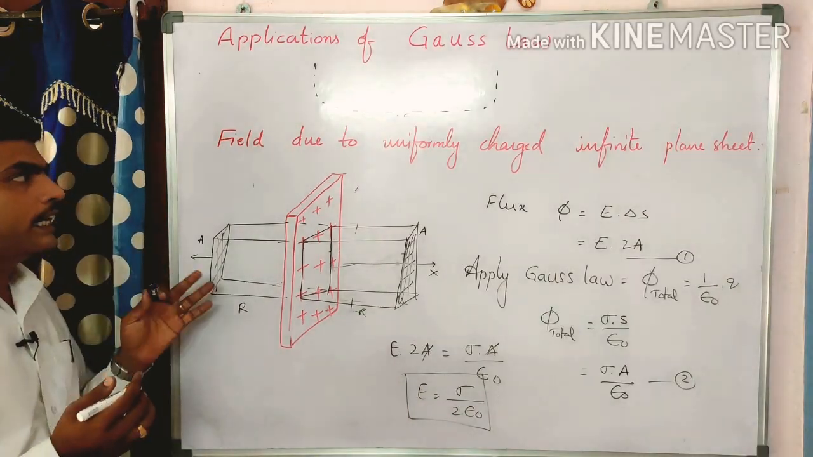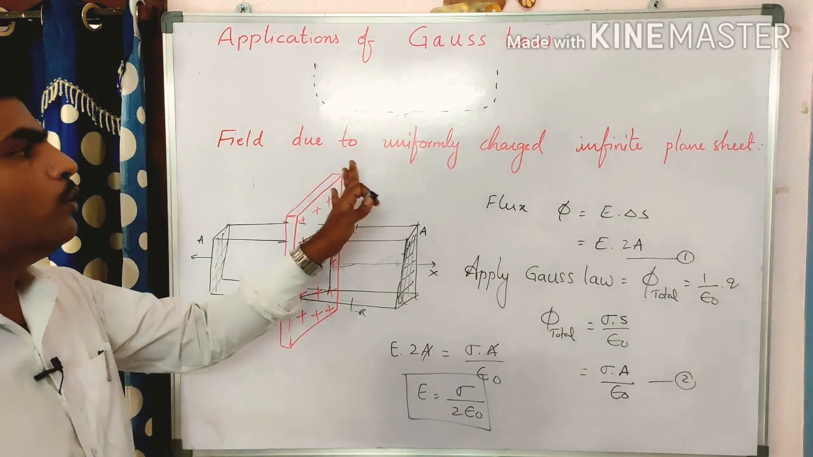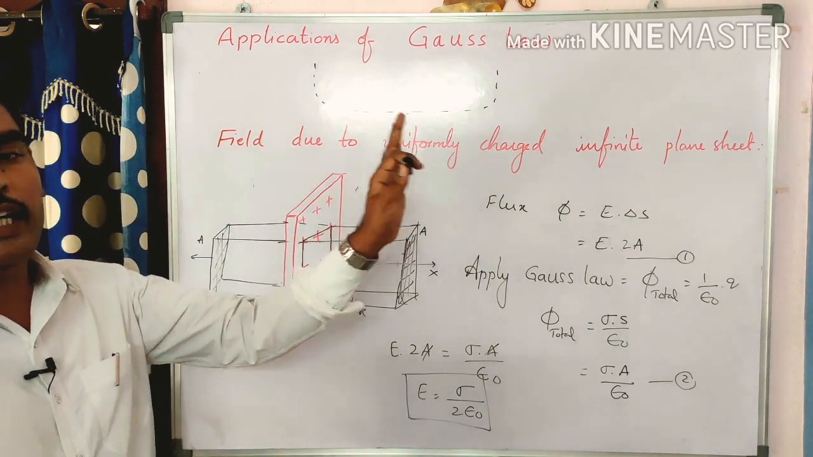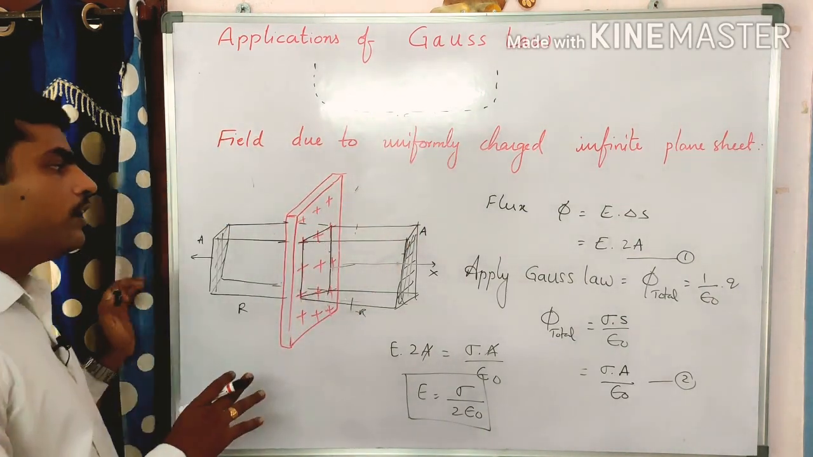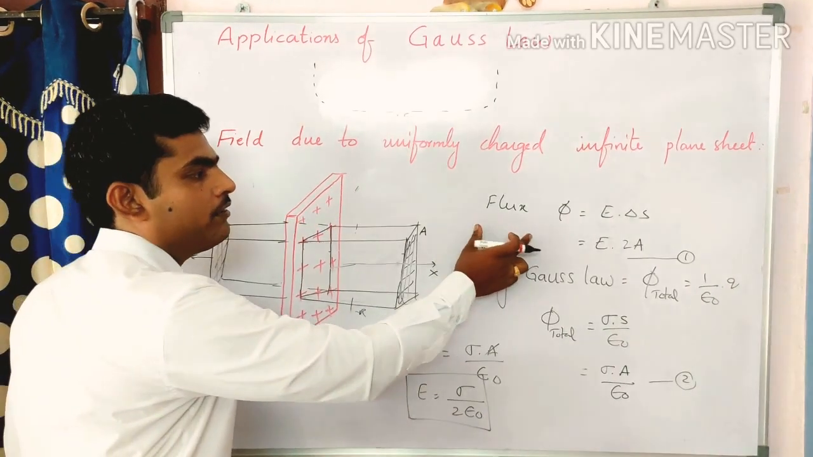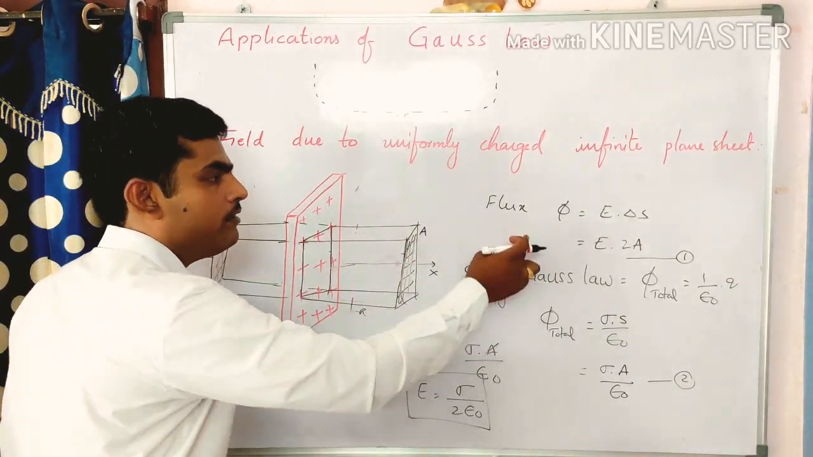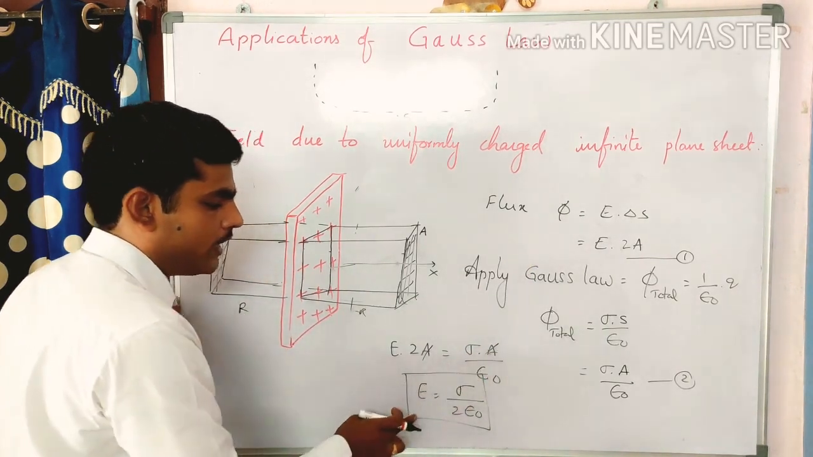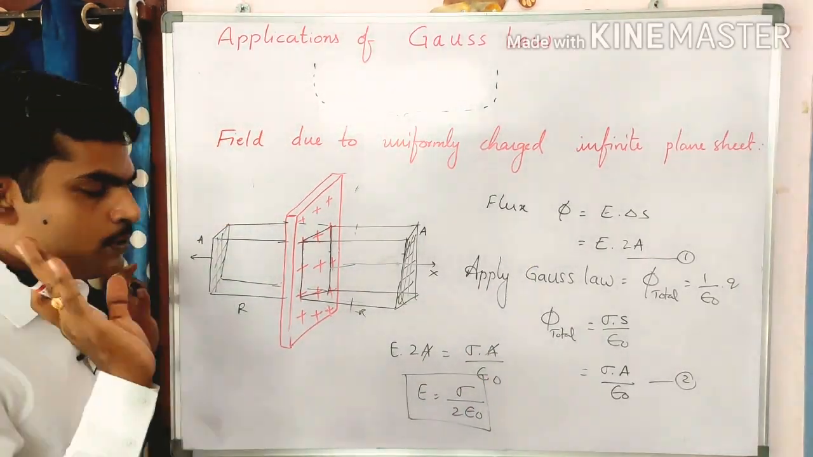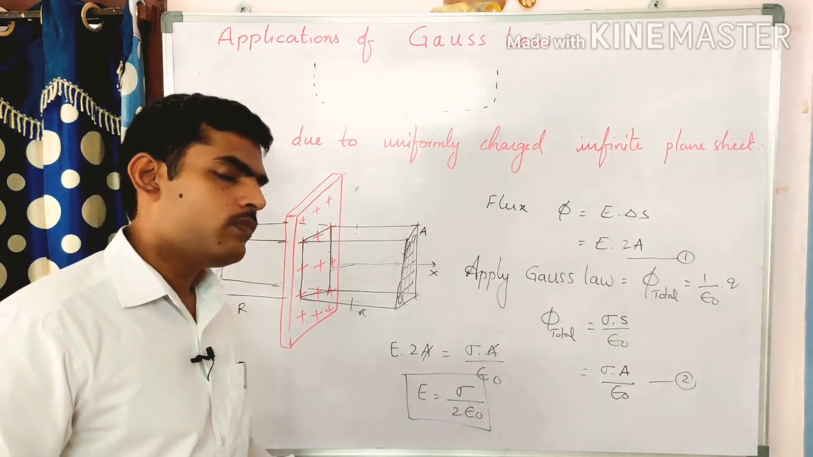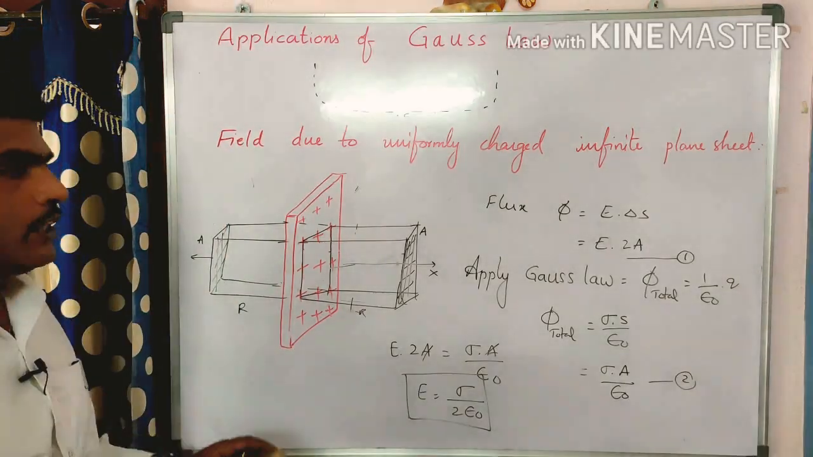Okay, now this is the second application: field due to a uniformly charged infinite plane sheet. Every time, first we find the flux from the flux formula, then we apply Gauss law, then we equate these two, and then we get the electric field. You have to remember these three steps. Now we will go to the third application.